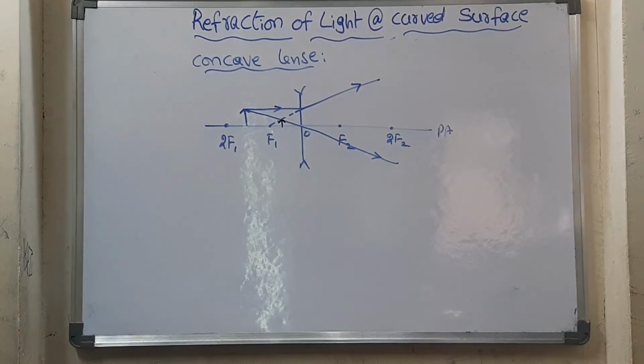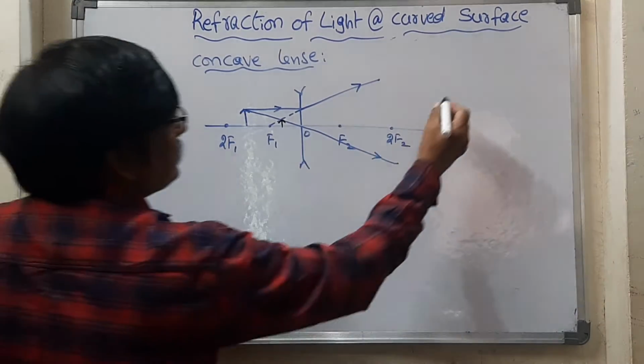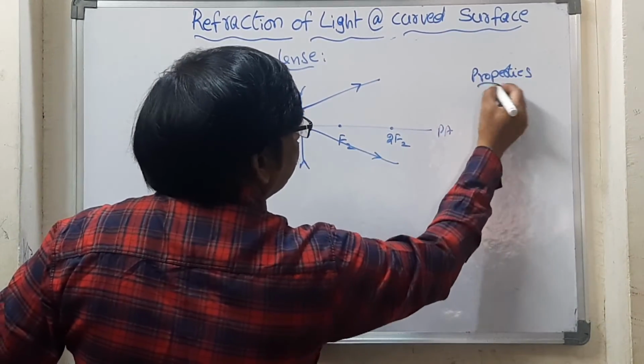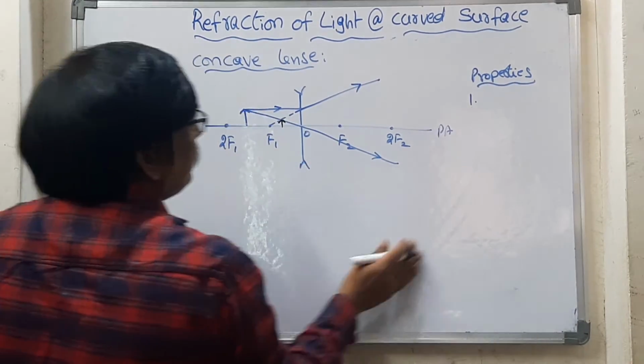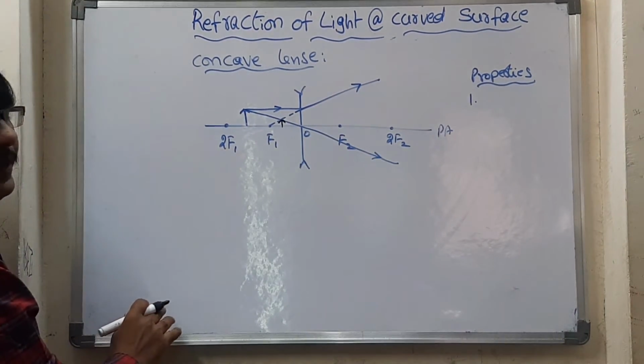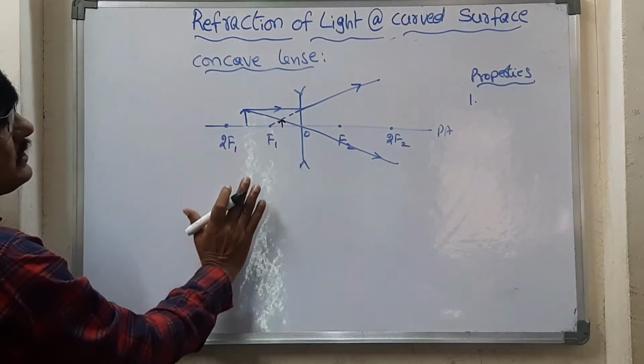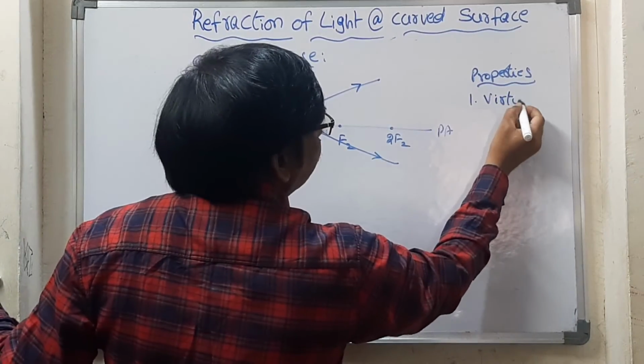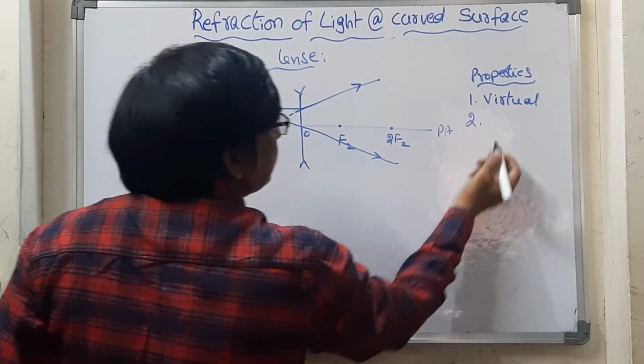This we call the image. So what are the properties of the image? The first one: is it a real image or a virtual image? See, the image is forming upright, so that is a virtual image. The first property is that it is virtual.